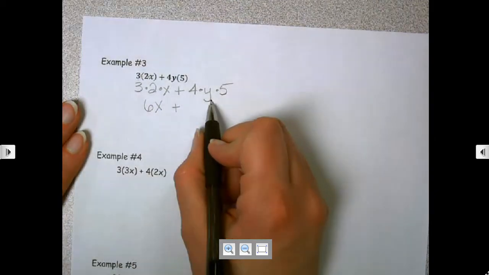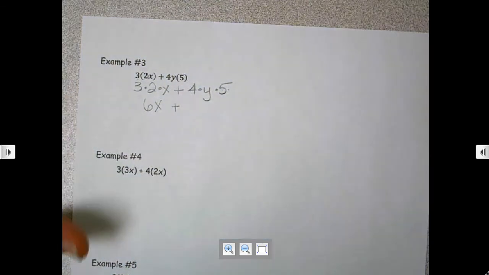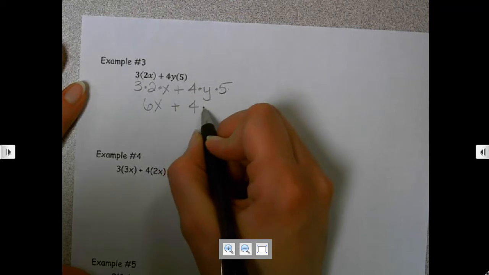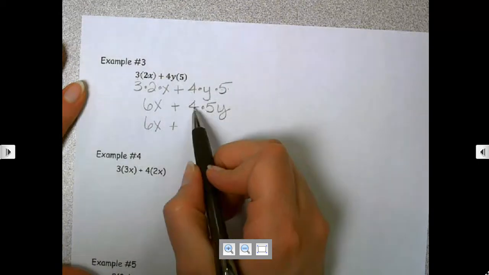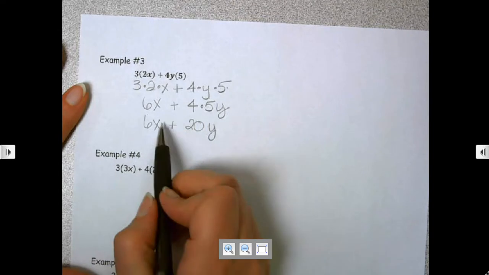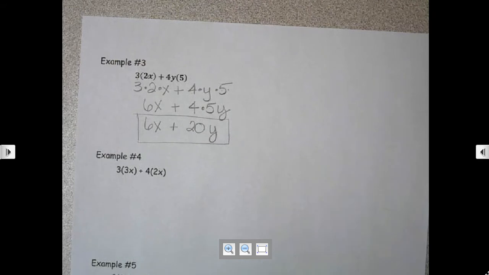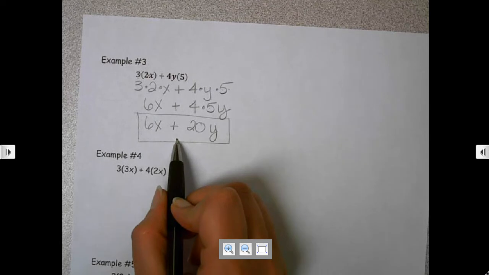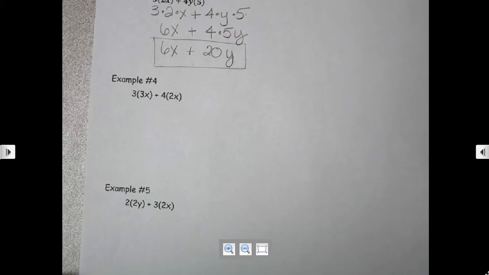Now, if I take a look over on the right, I see that once again, my 4 and my 5 are not next to each other. So I'm going to use the commutative property to change the order. Okay. Bring down our 6x plus, and I know that 4 times 5 is 20, 20y. Now, if I take a look at 6x plus 20y, I know that they are not like terms, so I cannot combine them. We are done with our answer. This is in simplest form. If we take a look at example number 4, please pause the video, try it out, and come on back.